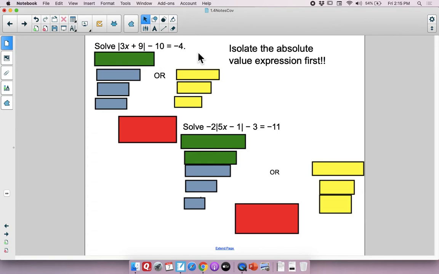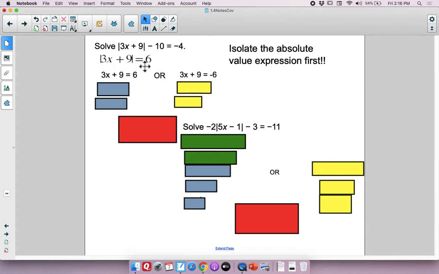Pause the video. All right, so hopefully you added 10 to both sides and you had 6. All of a sudden it's not equal to a negative, it's a positive, so we know we need to keep going. That means we want 3x plus 9 by itself, not in absolute values, to equal 6, right? Because if that's equal to 6, then I take the absolute value and that's 6. We also know that if 3x plus 9 equals negative 6, when I take the absolute value, it would also equal 6. So that would lead to a solution too. So you'd want to set 3x plus 9 equal to negative 6.